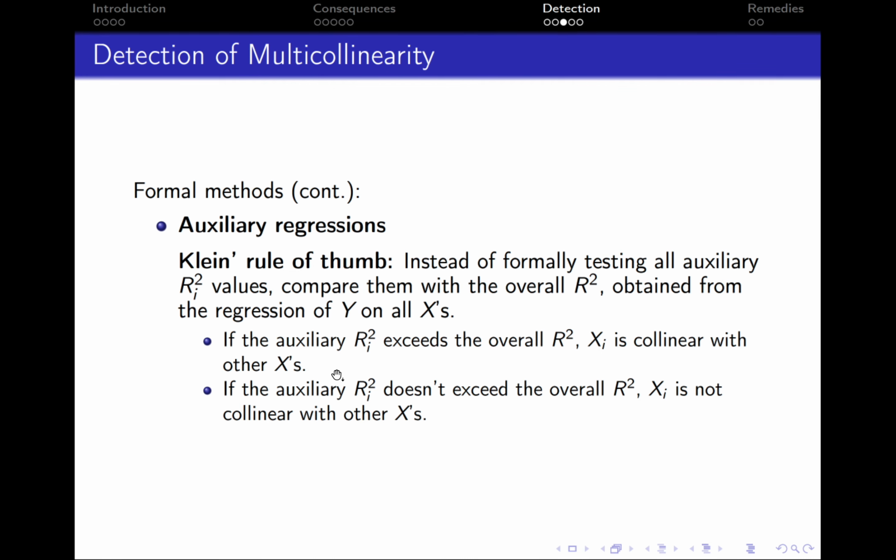And if it happens that the auxiliary r-squared is higher than the overall r-squared, then we say that the independent variable in question is collinear with the other independent variables. However, if it happens that the auxiliary r-squared is lower than the overall r-squared, then we conclude that the independent variable in question is not collinear with the other variables.